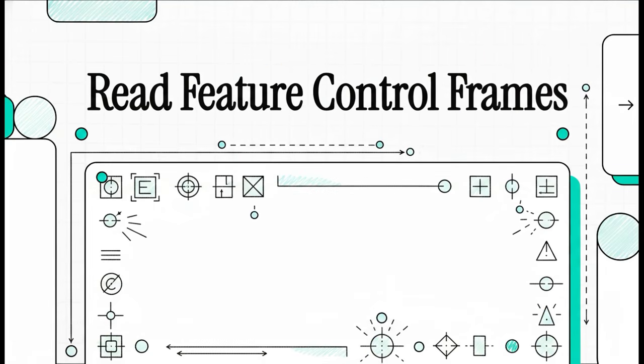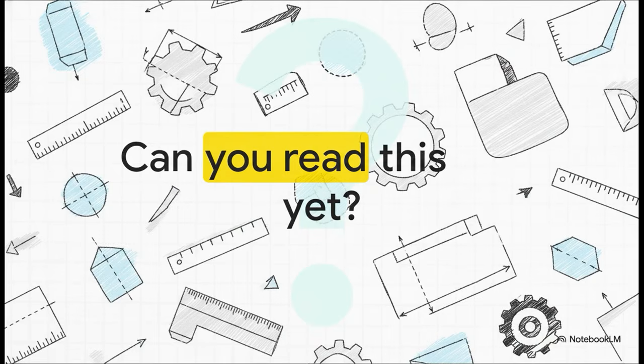If you've ever stared down an engineering blueprint and felt completely overwhelmed by that alphabet soup of symbols, well, you are definitely in the right place today. We're decoding the feature control frame using the exact rules set by the ASME Y14.5 standard. This tiny little rectangular box tells a machinist exactly how to manufacture a part, and it tells a quality inspector exactly how to check it. Seriously, it's the ultimate source of truth. If you can't read it, you literally can't make the part right.